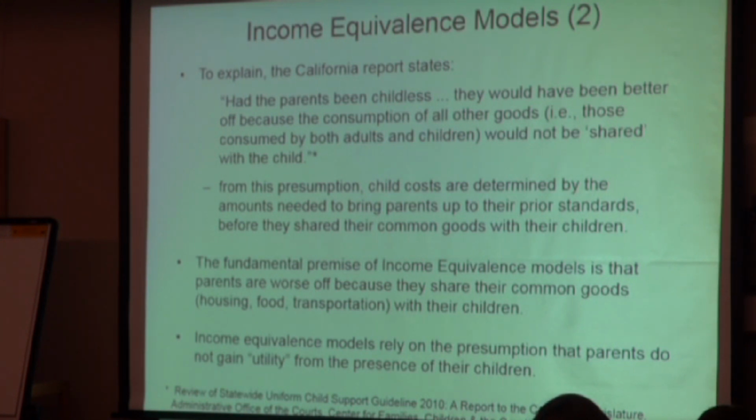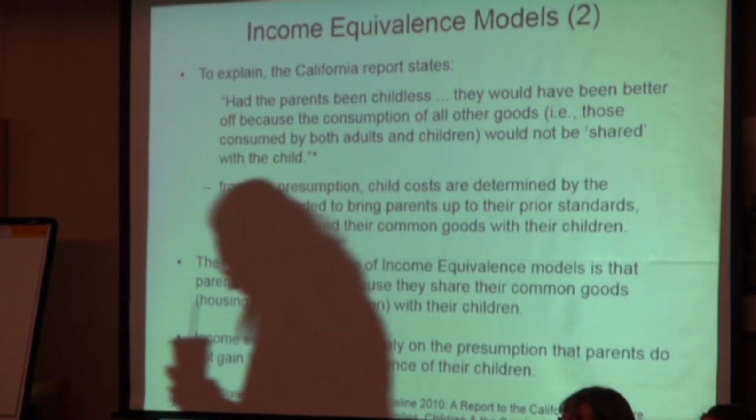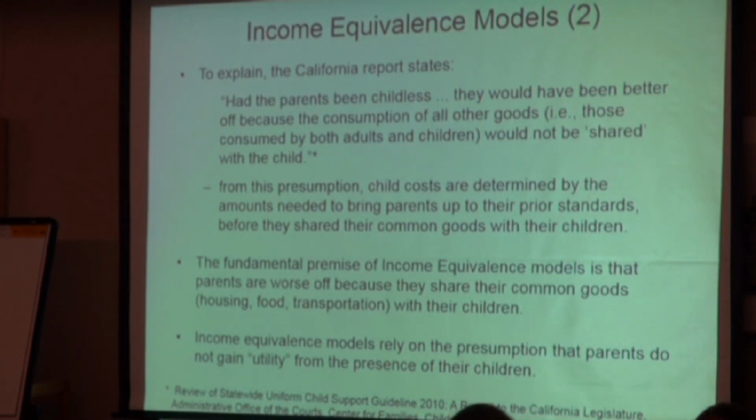Let me go to that California report, which I mentioned before. And please read the first quote on there. You can see it's a reference to the California report. Had the parents been childless, they would have been better off, because they wouldn't have to share their collective goods, food, housing, transportation with their kids. You're better off when you don't share with your kids. That's the essence of this method. The essence of this method is that you're worse off when you share your common goods with your kids, and you're better off without them.